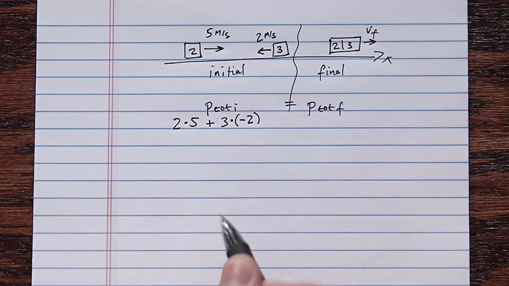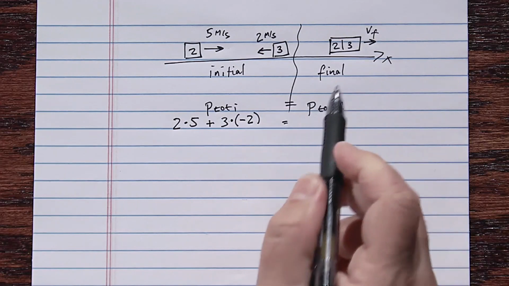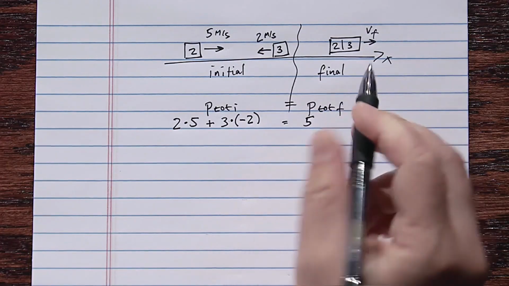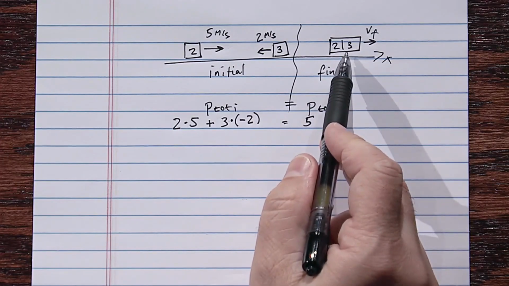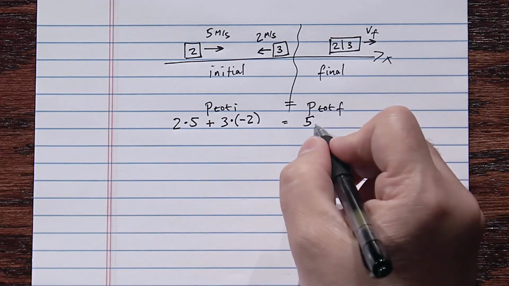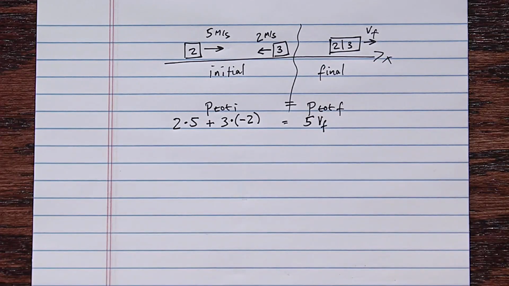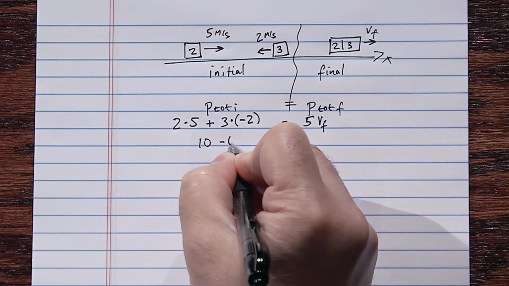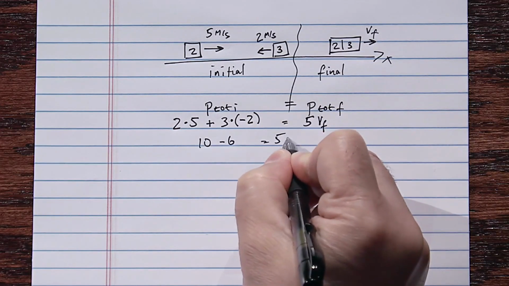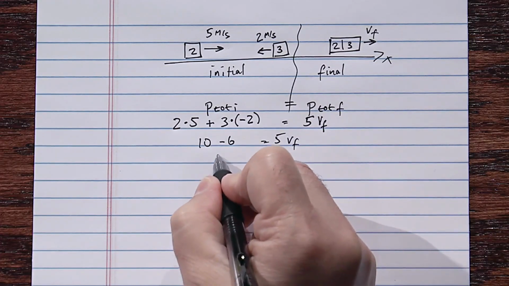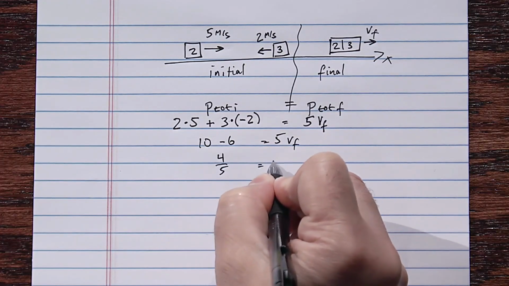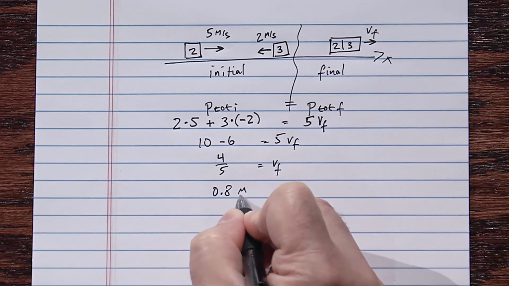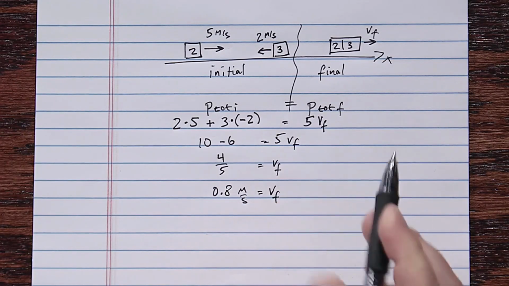Momentum is a vector. We have to take direction into account. Is equal to 5 kilograms, finally, times V final. Okay, let's see what that gives us. That gives us 10 minus 6 is equal to 5 V final, or 4 divided by 5 is equal to V final, or 0.8 meters per second is equal to V final.